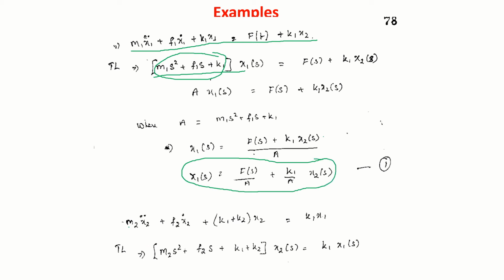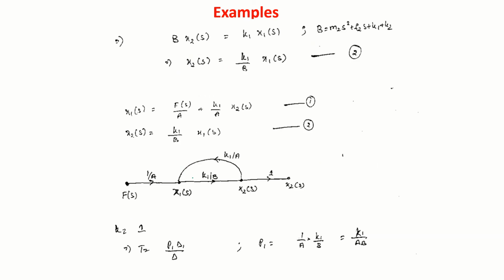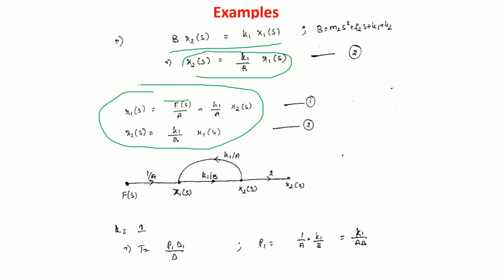Same way for the second mass, m2 x2 double dot, f2 x2 dot plus (k1 plus k2) x2 is equal to k1 x1. So I'll take Laplace, I'll get this, let me call this b now. Then I'll get b x2 of s equals k1 x1 of s. This is the equation I got. Now I got two equations. X1 is one signal, x2 is another signal, f of s is another signal.